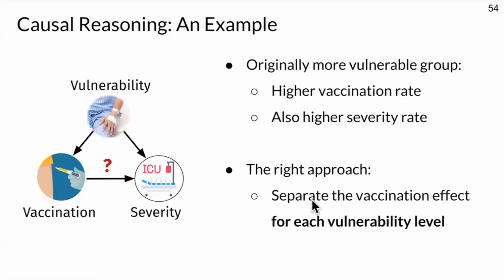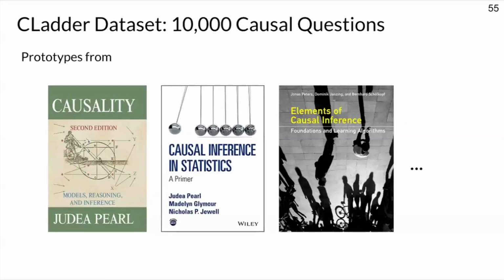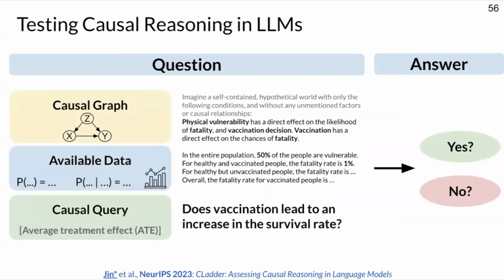So the right approach here is to separate the vaccination effect for each vulnerability level, maybe stratify them, and then aggregate the data. This is so-called confounder adjustment across statistical literature and causality literature. So what we do here is compose similar problems by extracting such problem prototypes from famous causality books and also application-related papers. Then we have a large-scale data set for LLMs, sort of serving as a playground to check and make LLMs improve their causal reasoning skills.